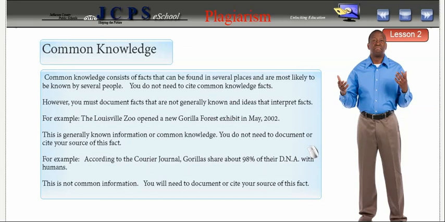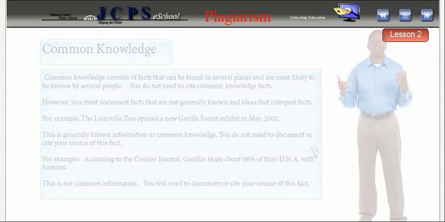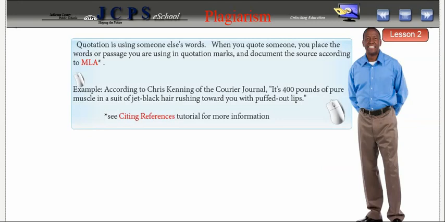For example, according to the Courier Journal, gorillas share about 98% of their DNA with humans. This is not common information. You will need to document or cite your source of this fact. Move your mouse over the red-lettered word to read and hear the definitions.